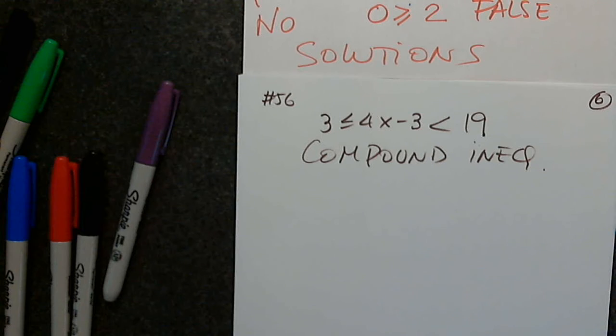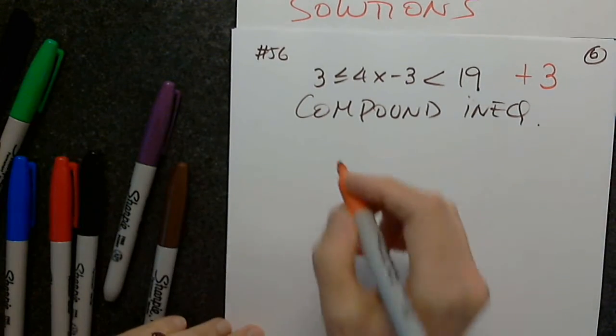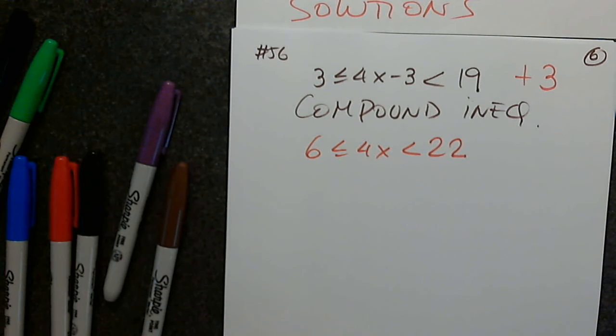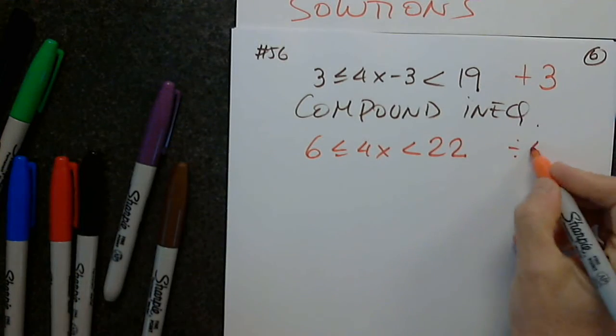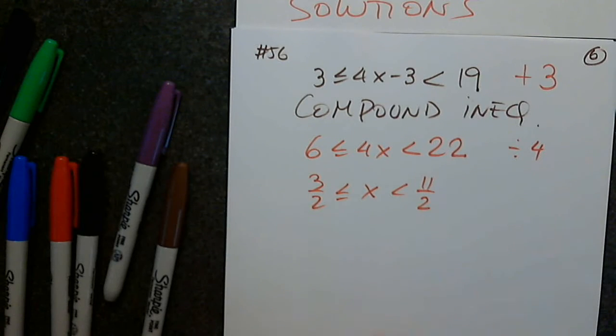So I'm trying to solve for x. What would I like to eliminate first? You want to get rid of the 3 from the middle? Absolutely. So I will add 3 to all three sides. So then I have 6 less than or equal to 4x less than 22. We added 3 to all three sides. Good. What will be the last step now? Divide by 4. Awesome. Very good. So this is 3 halves, this is x, and this is 11 halves.